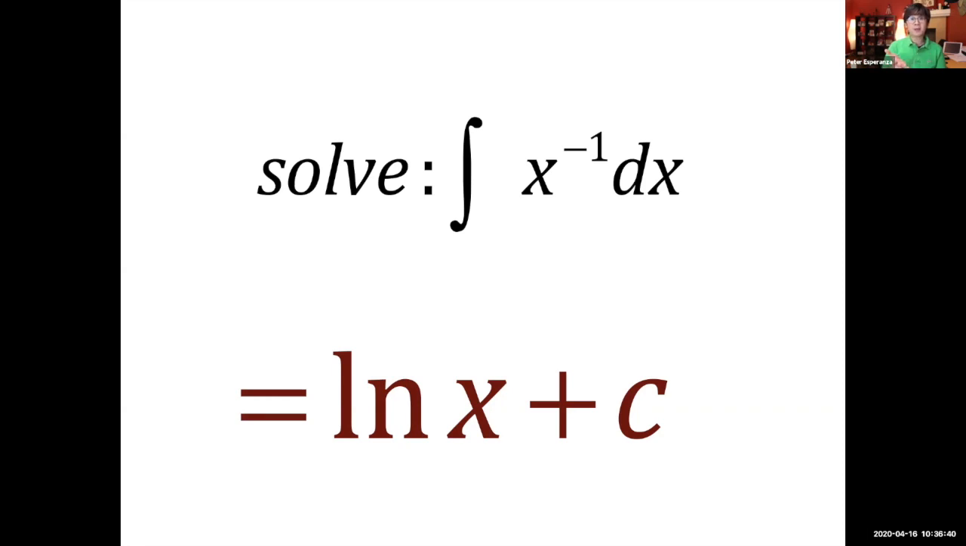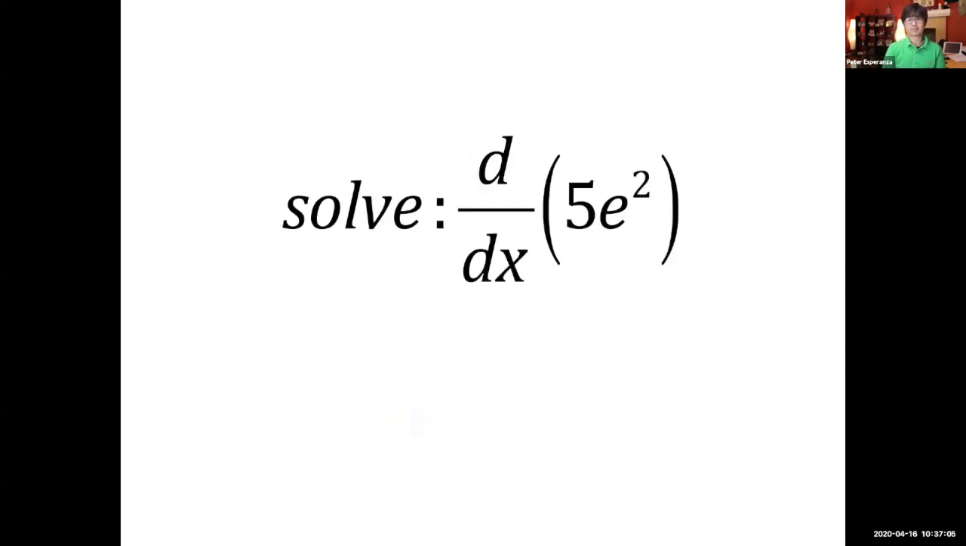And this is a common error that most students make. Remember, last week, I gave you this particular problem and we solved it using the power rule, and it turned out to be x to the 0 all over 0. So in calculus, make sure that you remember this particular property in your rules. The integral of x to the negative 1 is ln of x plus c.